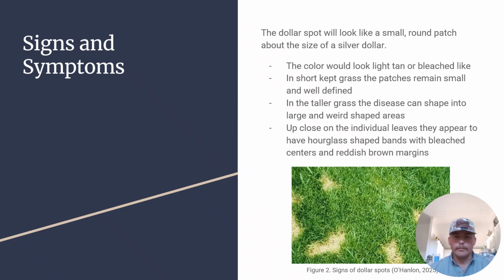Some of the signs and symptoms. Dollar spot will look like a small round patch about the size of a silver dollar. The color will look light tan or bleached. In short kept grass, the patches remain small and well defined. In the taller grass, the disease can shape into large and weird shaped areas. Up close on the individual leaves, they appear to have an hourglass shaped band with bleached centers and reddish brown margins.